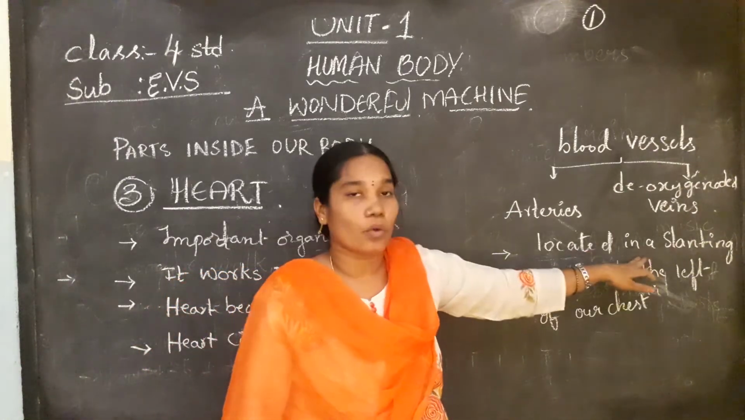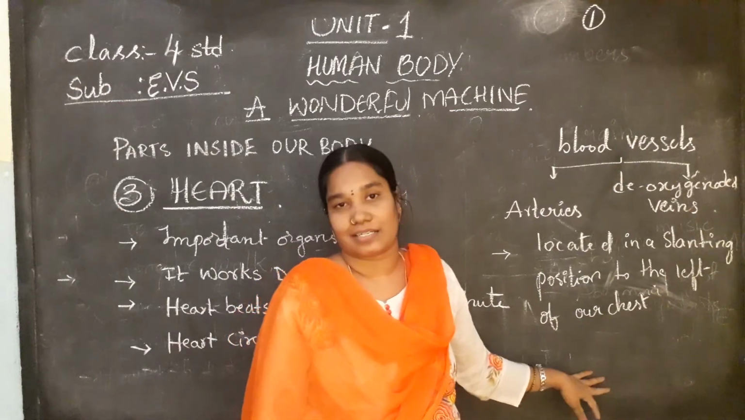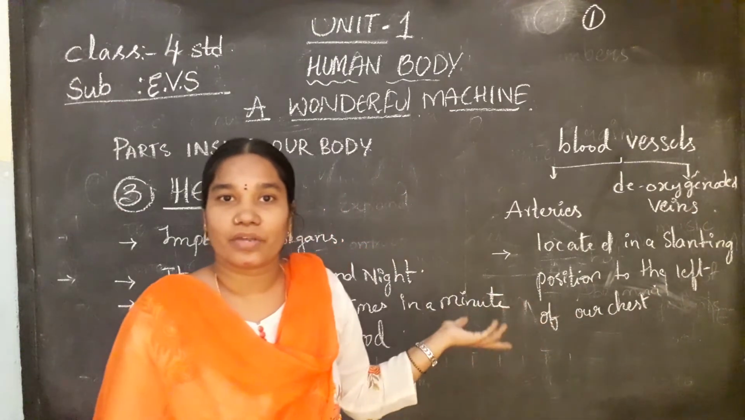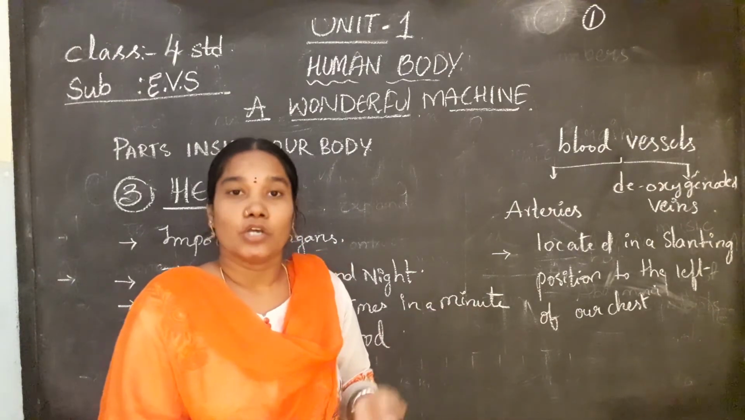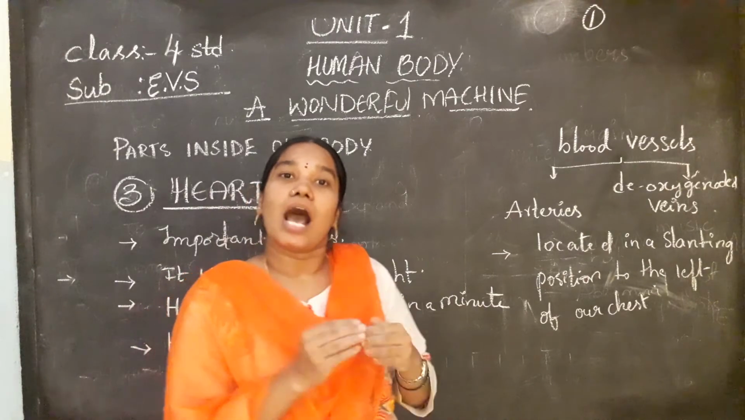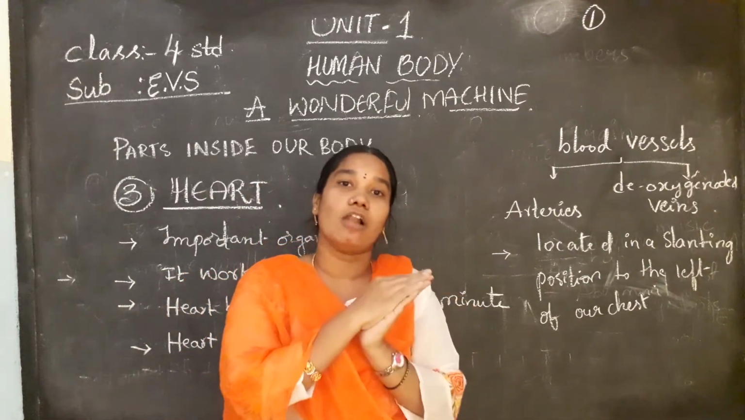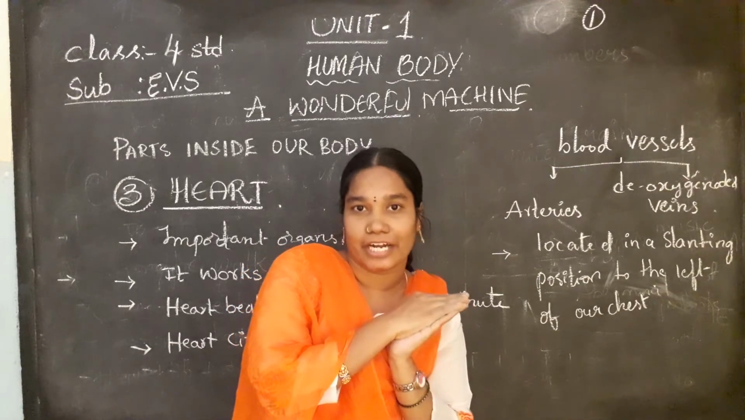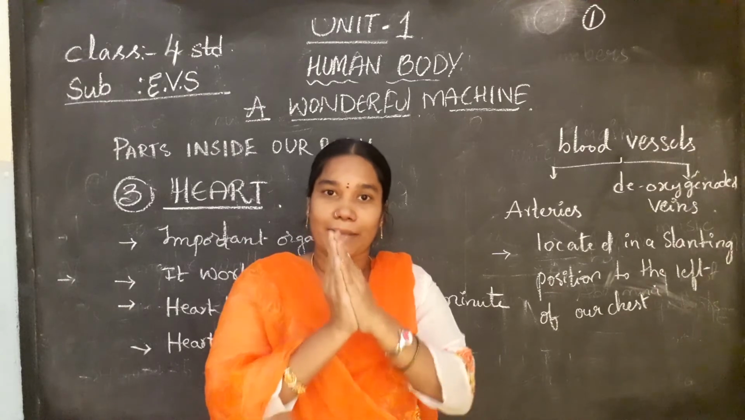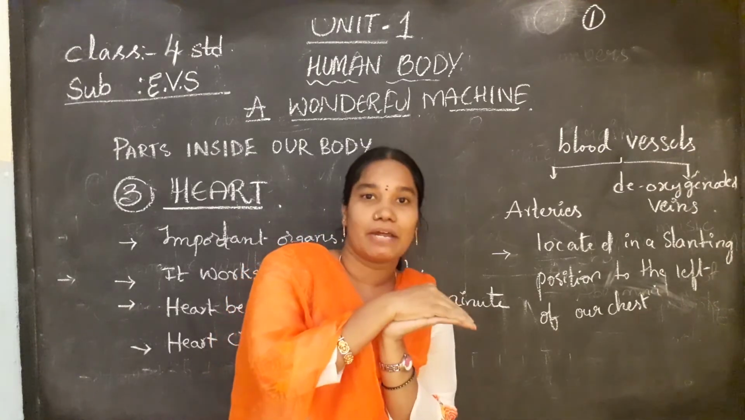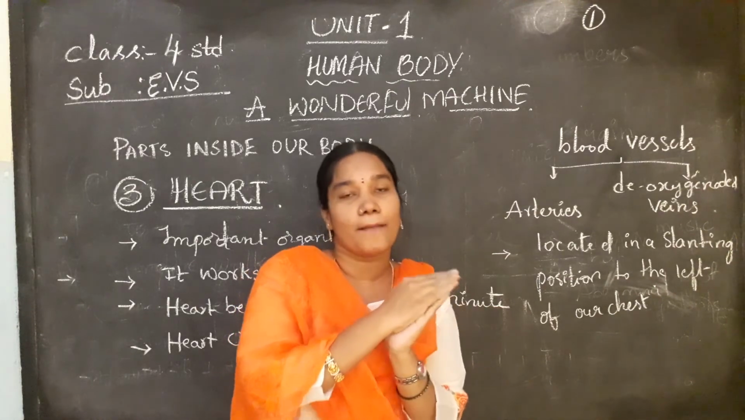The heart is located in a slanting position in our chest. I already explained in the previous class, about the lungs, what the chest cavity is. In the chest cavity the heart is present, but it is slightly bent to the left side. That's why we say the heart is located on the left side of the body.